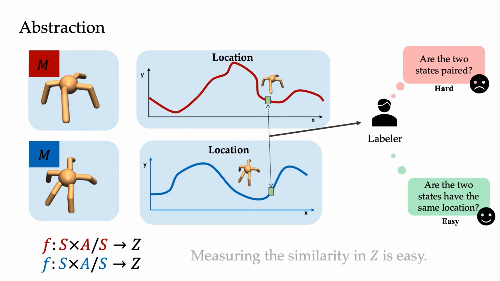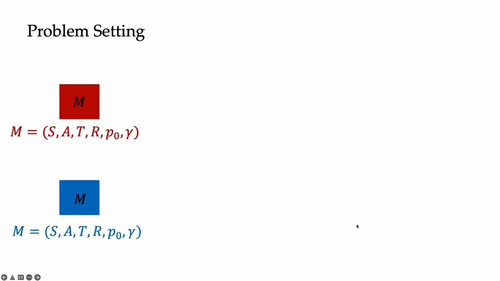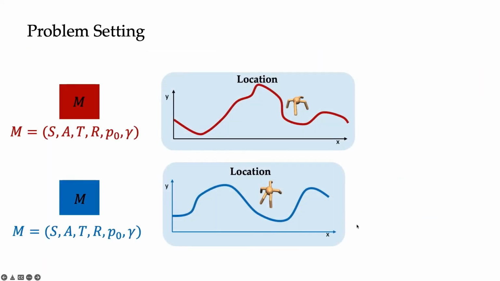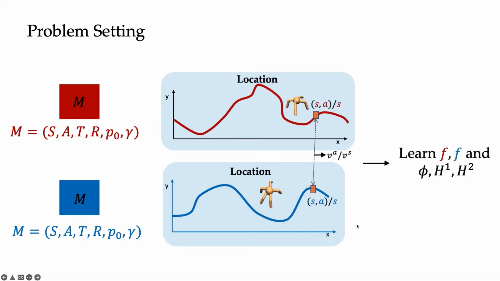The abstraction function is defined by the designer to make sure it is easy for the labeler to describe similarity in the Z space. Thus, in this paper, we are given trajectories from both robots and weak supervision in the form of paired state-actions or states along with their similarity. Our goal is to learn both the abstraction functions as well as the correspondence maps.